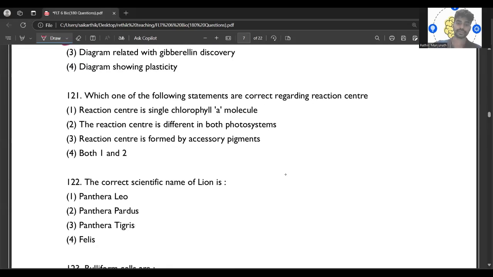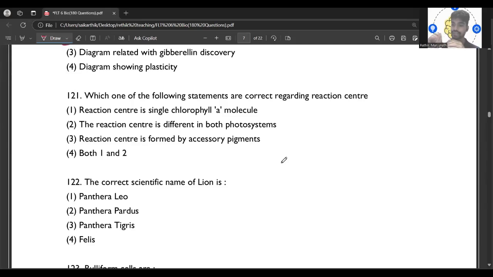Next, 121. Which one of the following statements is correct regarding the reaction center? A single chlorophyll a molecule forms the reaction center, or the reaction center is formed by accessory pigments. Out of this, we need to understand that a single chlorophyll a molecule forms the reaction center in photosynthesis. And the reaction center is different in both the photosystems.